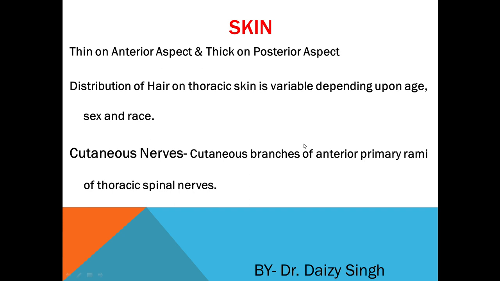What about the skin? If we see the features of the skin, it is thin on the anterior aspect and thick on the posterior aspect. Why? Because when we lie supine, the body has to bear the pressure. The distribution of hair on the thoracic region is variable depending upon the age, sex and race. We also have the cutaneous nerves, which are the cutaneous branches of the anterior primary rami of thoracic spinal nerves.